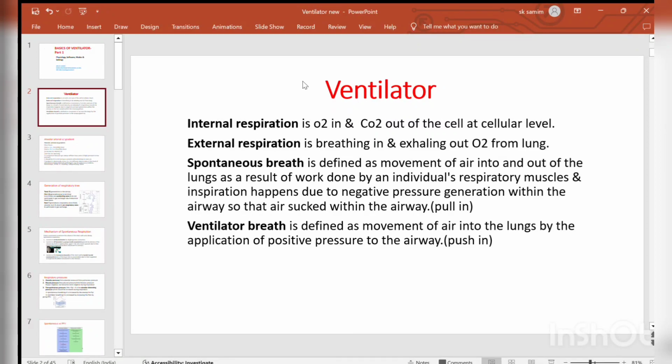What is a ventilator? A ventilator is a device that provides breath to the lung. And what is the difference between ventilator breath and spontaneous breath? Ventilator breath is defined as movement of air into the lungs by the application of positive pressure to the airway.